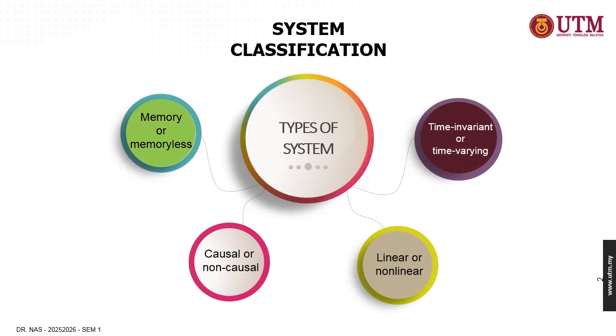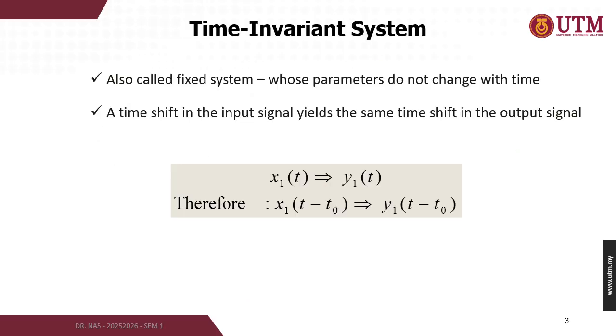Okay, today we are going to cover another two types of system, which are time invariant or time varying, and the second one is memory or memoryless system. Okay, a time invariant system is also known as a fixed system, in which the parameters do not change with time.